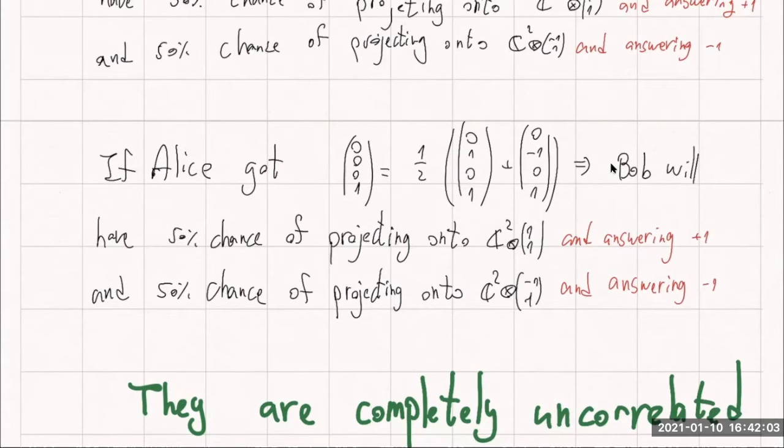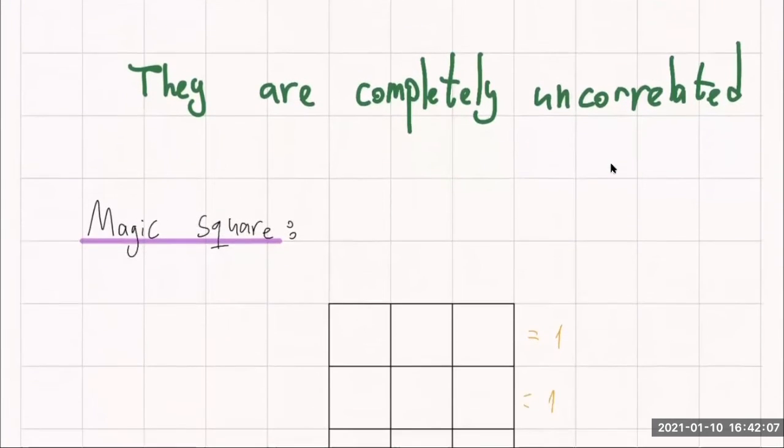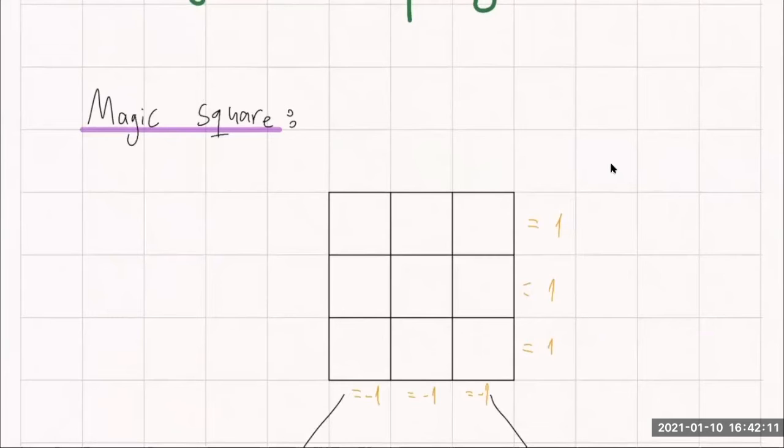Okay, so this was a short introduction to all these X and Z measurements. And now I want to go back to the magic square game because I think this point was not understood well enough last time, and it is important to understand the following point. So let's call the magic square game.